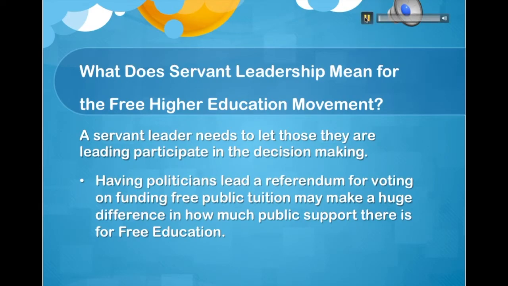So what does servant leadership mean for the free higher education movement? A servant leader needs to let those that they are leading participate in the decision-making. Having politicians lead a referendum for voting on funding free public tuition may make a huge difference in how public support is for free education.